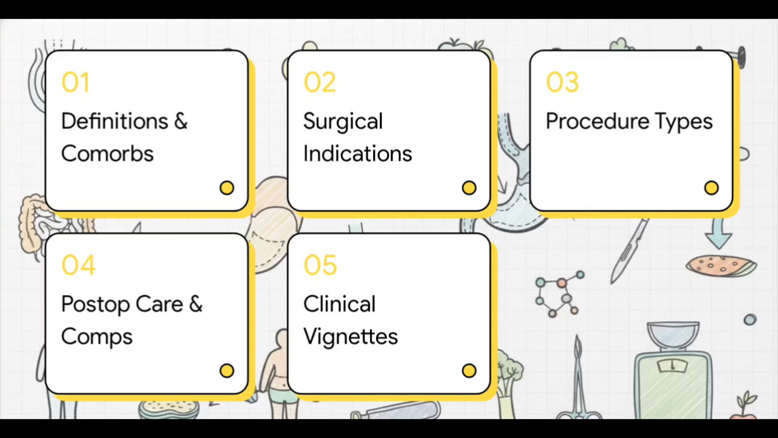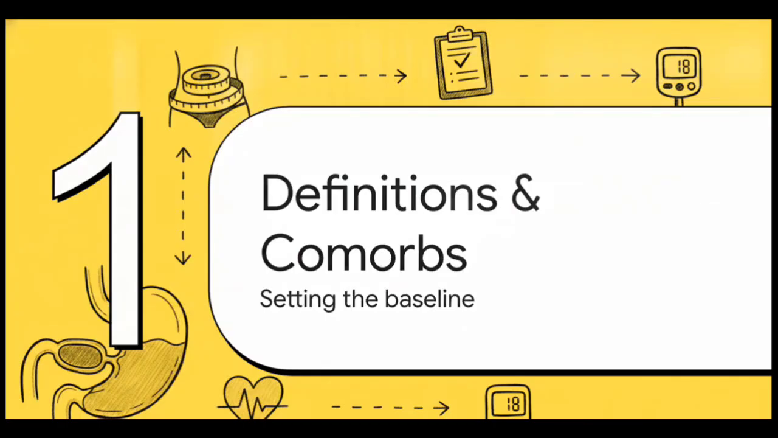Definitions and medical comorbidities, indications for surgery, restrictive versus malabsorptive procedures, post-operative care and complications, and finally, high-yield clinical vignettes. Section 1. Definitions and medical comorbidities.